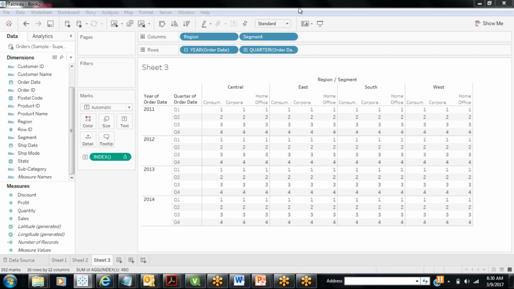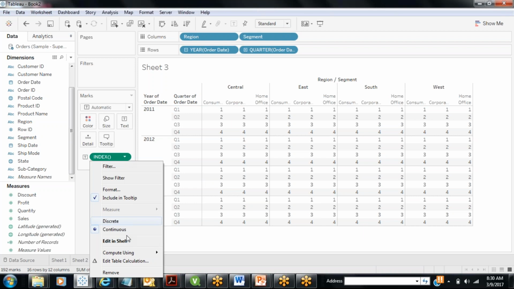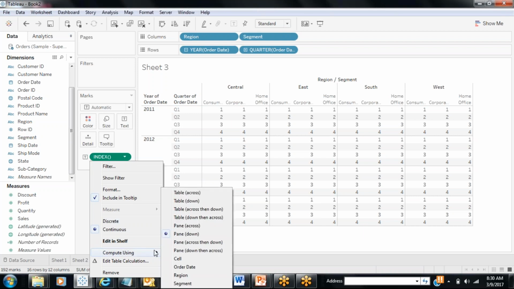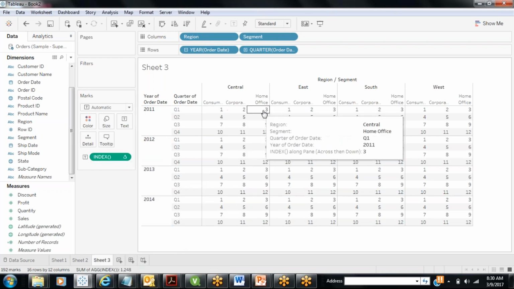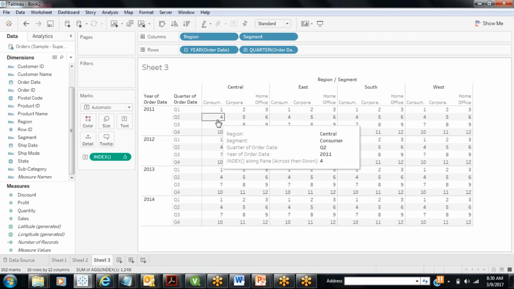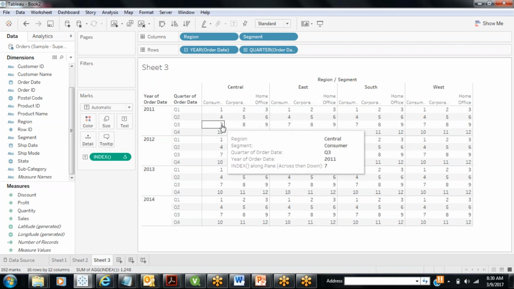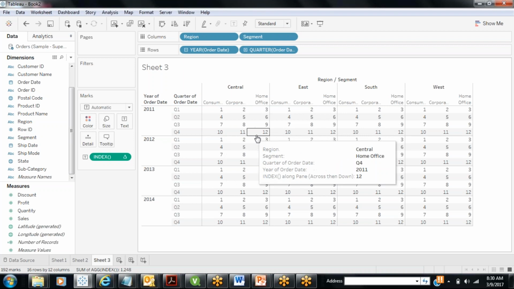So 1, 2, 3, 4, 1, 2, 3, 4, 1, 2, 3, 4. So now what happens? So you go here, pane across then down. It goes there 3 and comes here 4, 5, 6. Again comes here 7, 8, 9. Again it comes here 10, 11, 12.